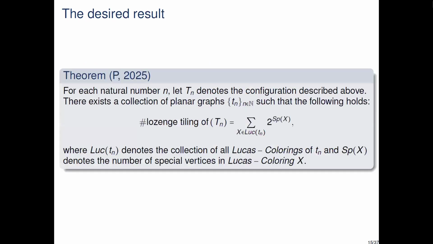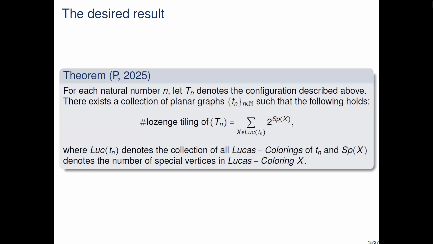Okay, so here is the result. The result says that for each natural number n, let Tn denote the configurations which I just described before. Then there exists a planar graph, call it small tn, such that the number of lozenge tilings of Tn is exactly the sum I just mentioned. You sum over all possible Lucas colorings of 2 to the power sp of x, where Luc of tn denotes the collection of Lucas colorings and sp of x is the number of special vertices.